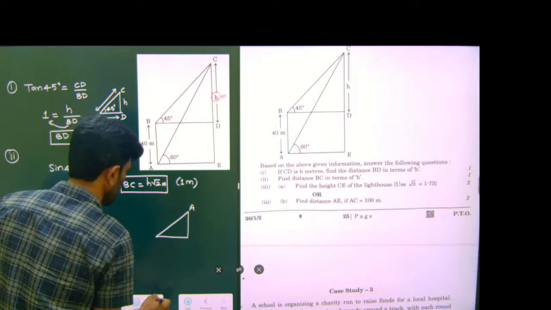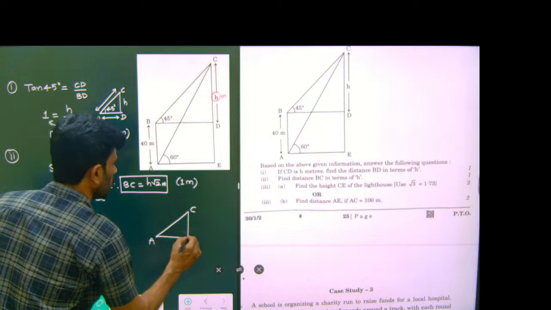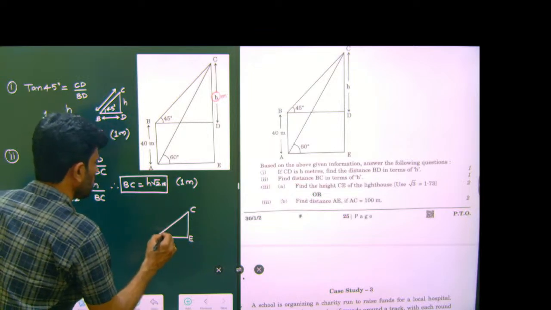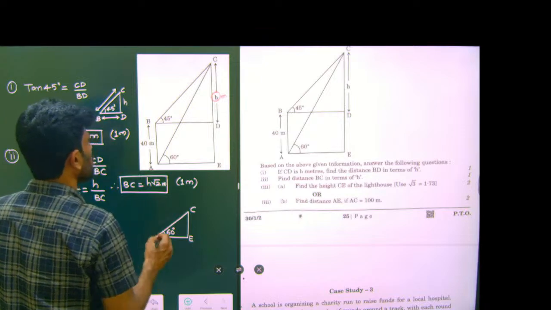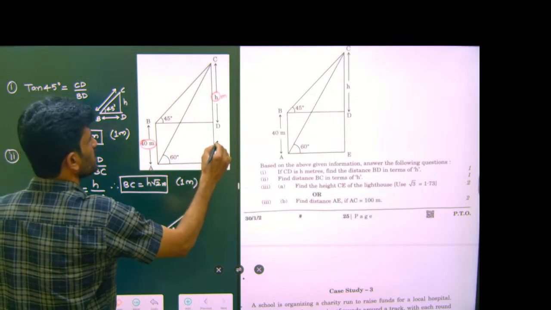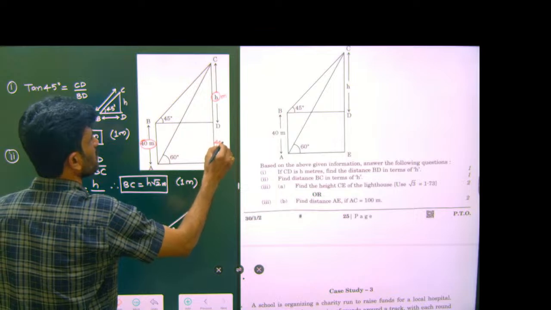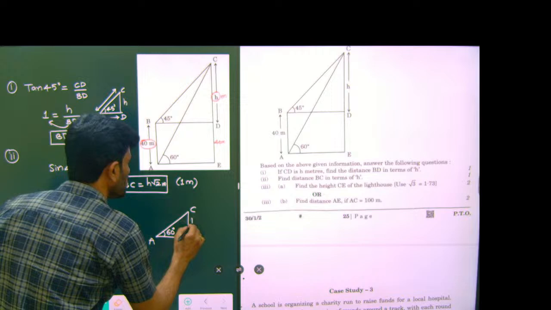No, there is no A, that is not A. This is A, C, E. Here it is given 60 degrees, and because we know this is 40 meters here, D is also 40 meters here. D is 40 meters, then CE will become H plus 40.